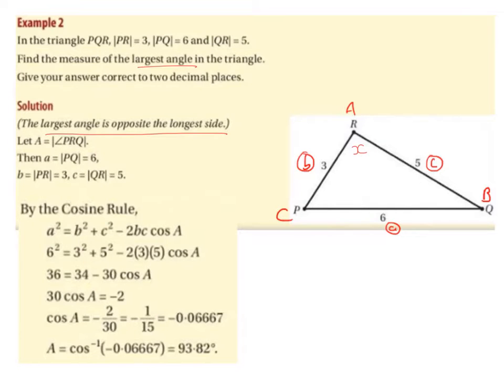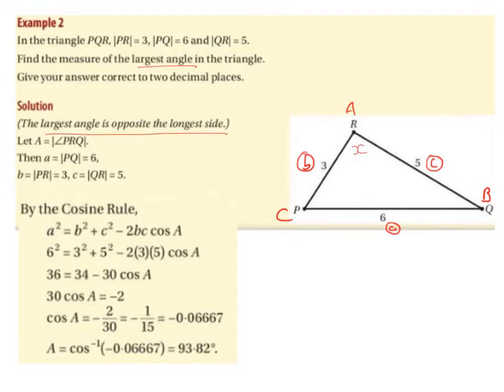So next I have to label my triangle ABC. Since this is the angle I'm looking for, I'm going to label it as capital A. So the side opposite it is going to be lowercase a. Once you've labelled the A, it doesn't really matter which way you label the B and the C. So I'm going to label this side as 3 as B, so the angle opposite is going to be capital B. And I'm going to label this side here as C. So 5 is now labelled as C, and this angle opposite is now capital C.